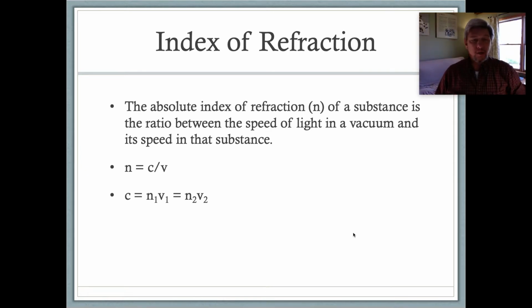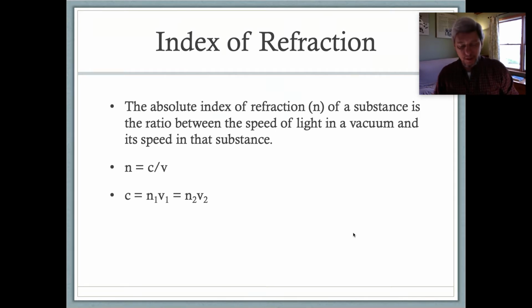Now, interestingly enough, because the speed of light in a vacuum is a constant, c, if we rearrange this equation, we can get c equals n times v. Or the speed of light in a vacuum is equal to the absolute index of refraction of a substance times the speed of light in that substance. And even more interestingly, we can then set up a proportion between the absolute indices of refraction and the speeds of light in certain substances. So n1 v1 would equal n2 v2. So there it is.